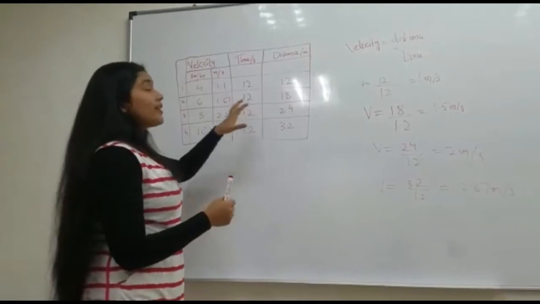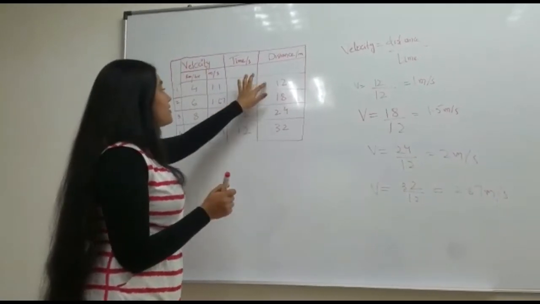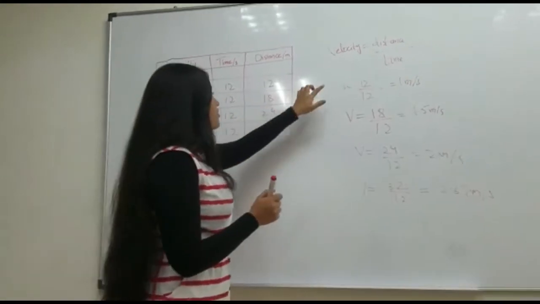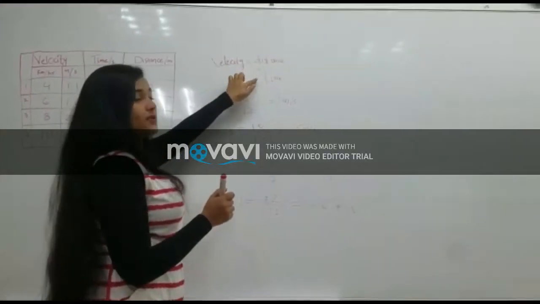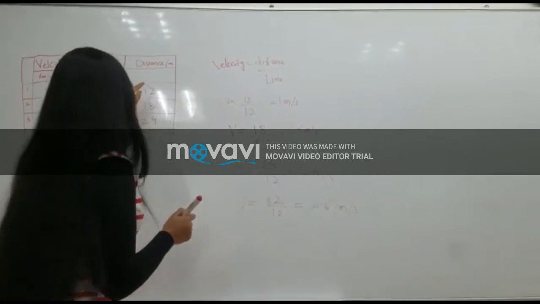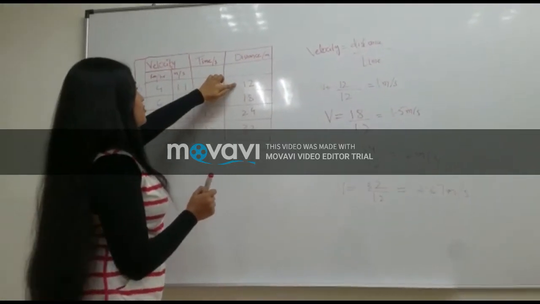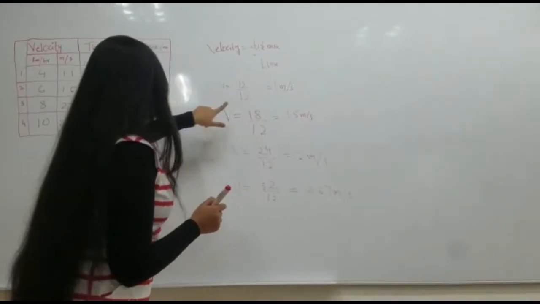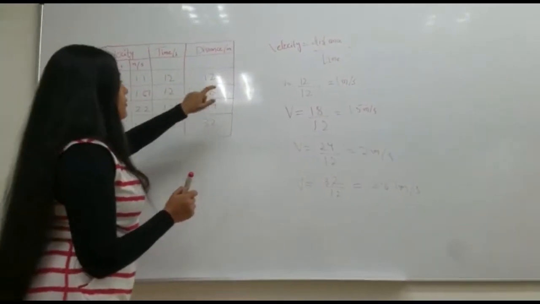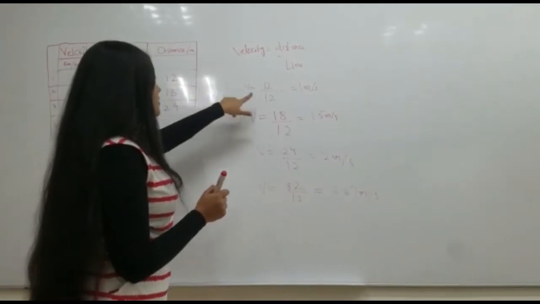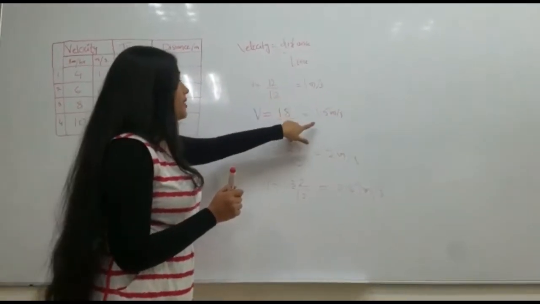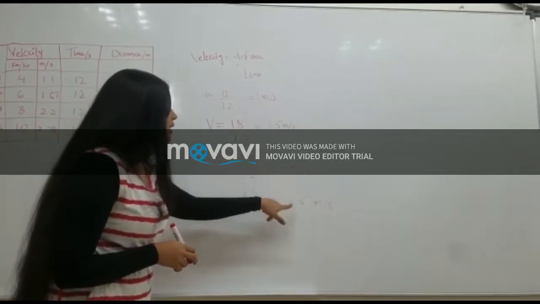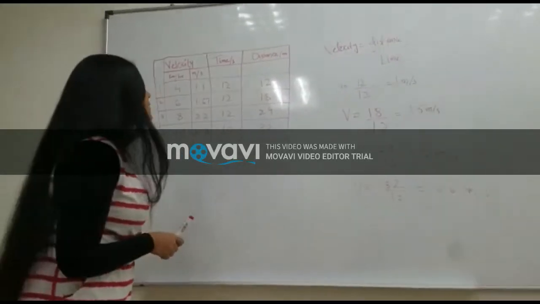Now we will calculate the velocity from the distance and the time we get from the treadmill, where velocity is equal to distance over time. So we divide 12 by 12 and we get 1 meter per second, and this goes on. The first value is 1 meter per second, the next is 1.5 meters per second, the third is 2 meters per second, and another one is 2.67.